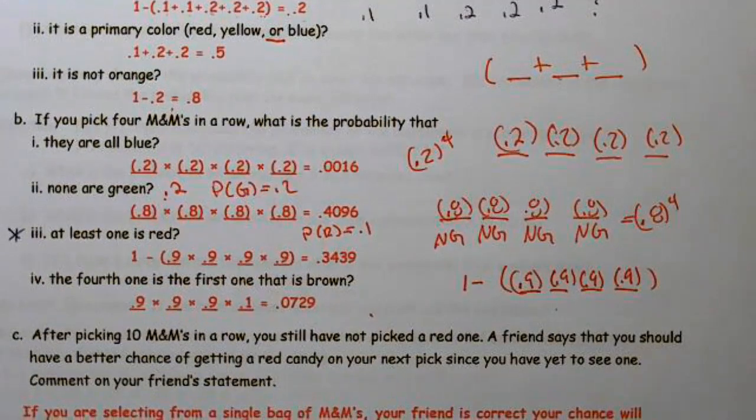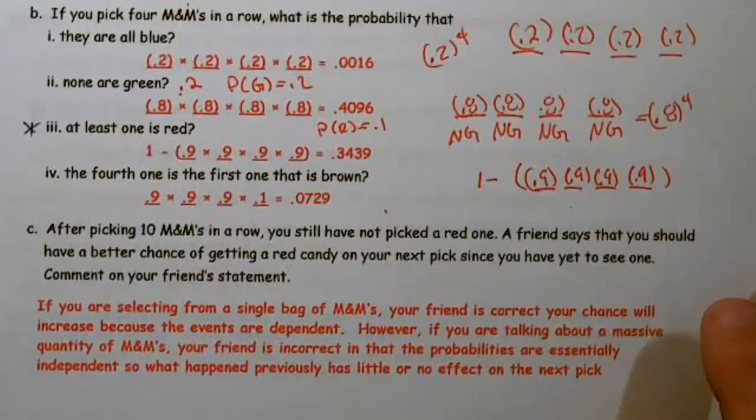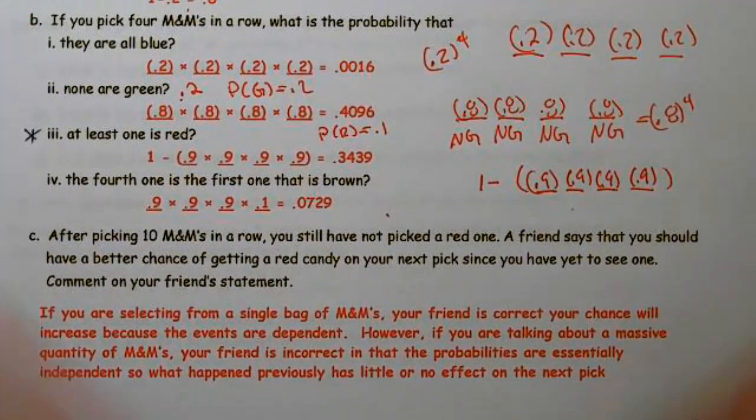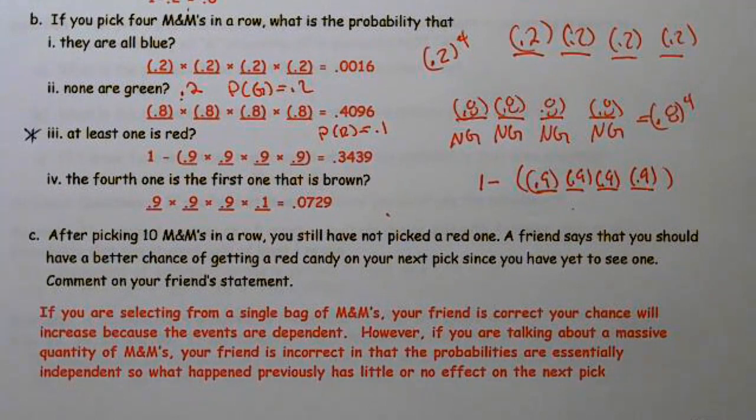All right, number C is a tricky question, and I'm going to go ahead and put this up on the screen. After picking 10 M&Ms in a row, you still have not picked a red one. A friend says that you should have a better chance of getting a red candy on your next pick since you haven't seen one. Comment on your friend's statement. And your friend is right if you're drawing out of a single bag of M&Ms, because in which case it's dependent, they're not independent. And every time you draw an M&M, the number of M&Ms changes. And so consequently, your probability increases.